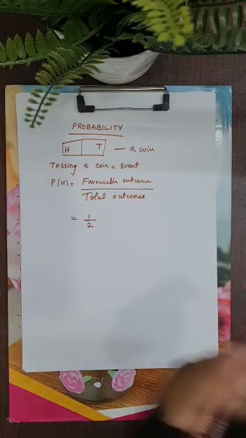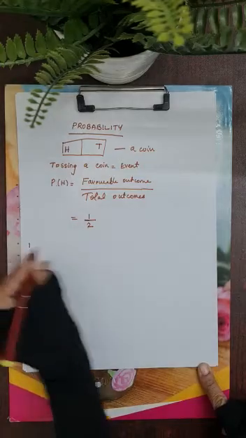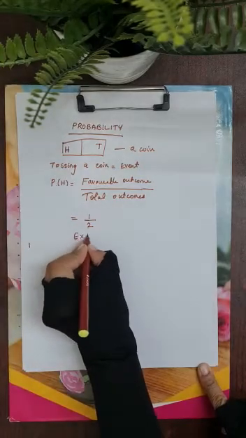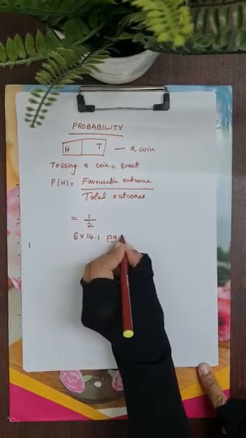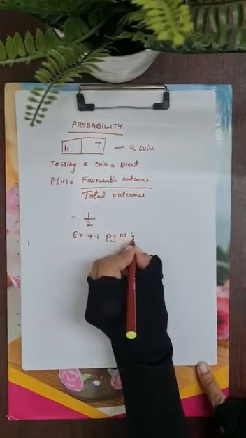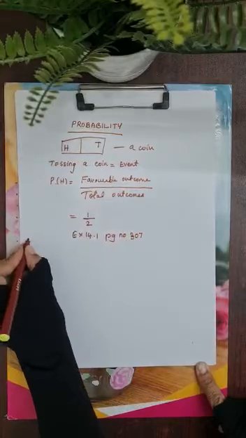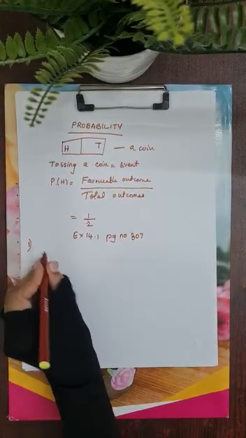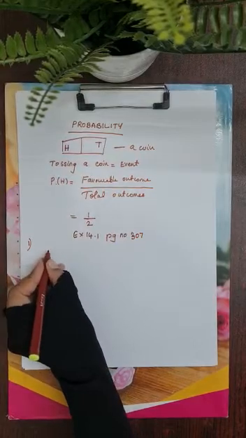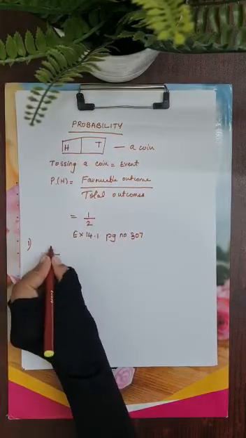Okay, children. Now, what is a random trial? We are doing exercise 14.1, page number 307. The first one. What is a random trial? The random trial is we are throwing a dice. You know what a dice is? We have it when we play Ludo.